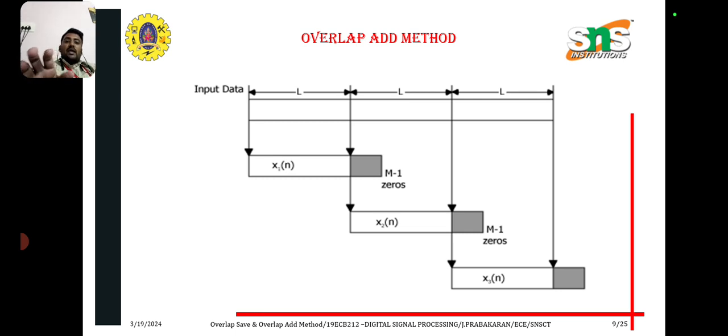The overlap add method is the other method for sectioned convolution. In this method we add m minus 1 zeros at the end of every subblock: at the end of x1 of n there are m minus 1 zeros, at the end of x2 of n m minus 1 zeros, and at the end of x3 of n m minus 1 zeros.